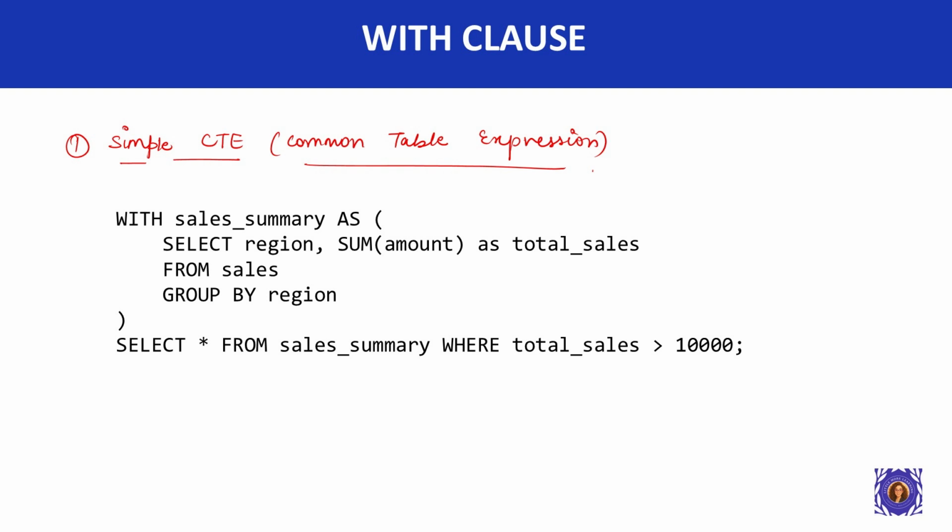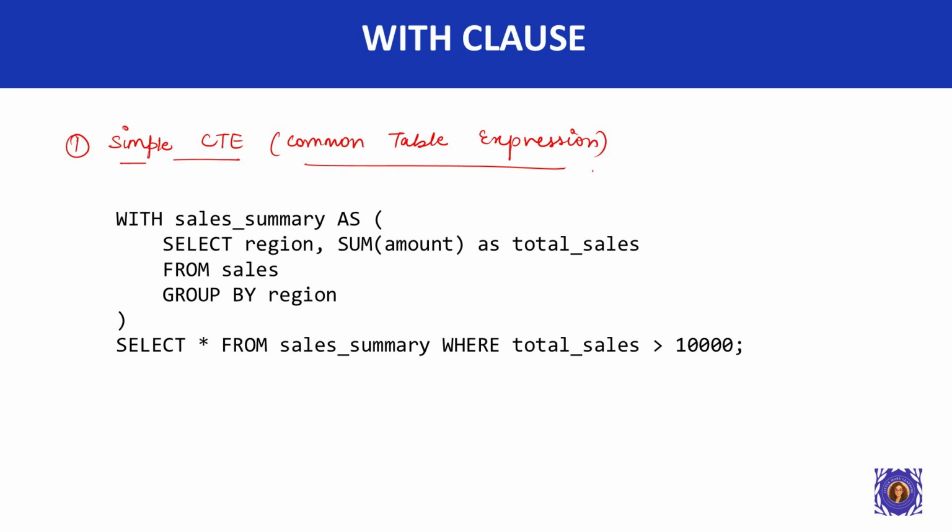Inside the parentheses, we have a completely normal select statement that groups our sales by region and calculates the total sales for each region using the sum function. Now here's the magic. Once we've defined this CTE, we can use sales_summary as if it were a real table. In our main query, we simply select everything from sales_summary and add a where condition to filter for regions with more than 10,000 in sales.